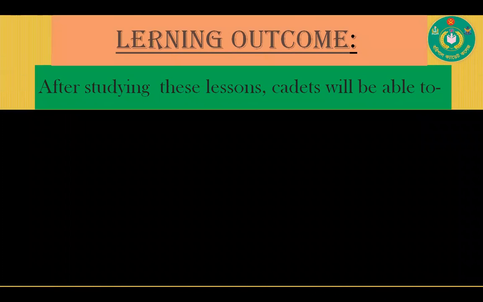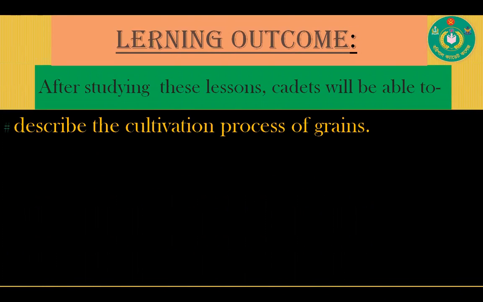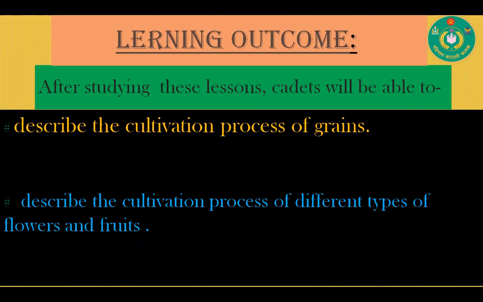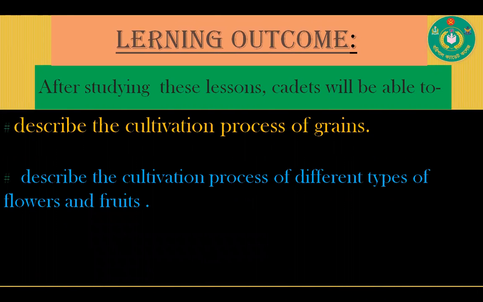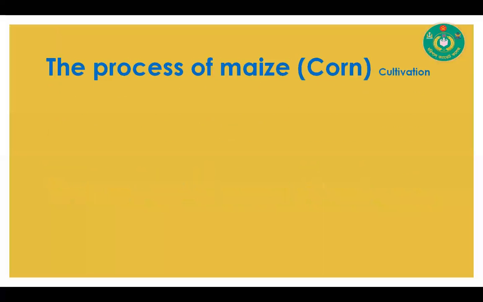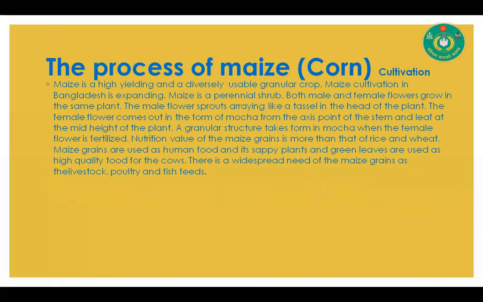Learning outcome. After studying these lessons, cadets will be able to describe the cultivation process of grains, and describe the cultivation process of different types of flowers and fruits. The process of maize, corn cultivation: at first I will discuss it.